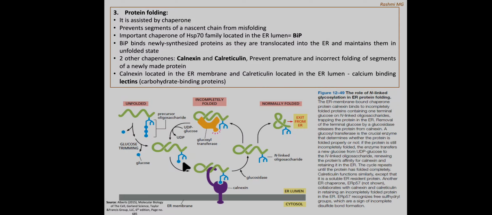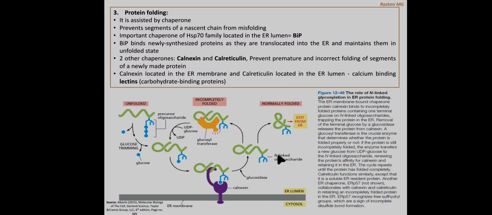If it is correctly folded, it gets bound, and it takes off another 1 glucose with the help of glucosidase, where you can see the absence of glucose, right? The N-linked oligosaccharide is present. If this is folded correctly, it will exit from the ER and goes to the Golgi. Next step.